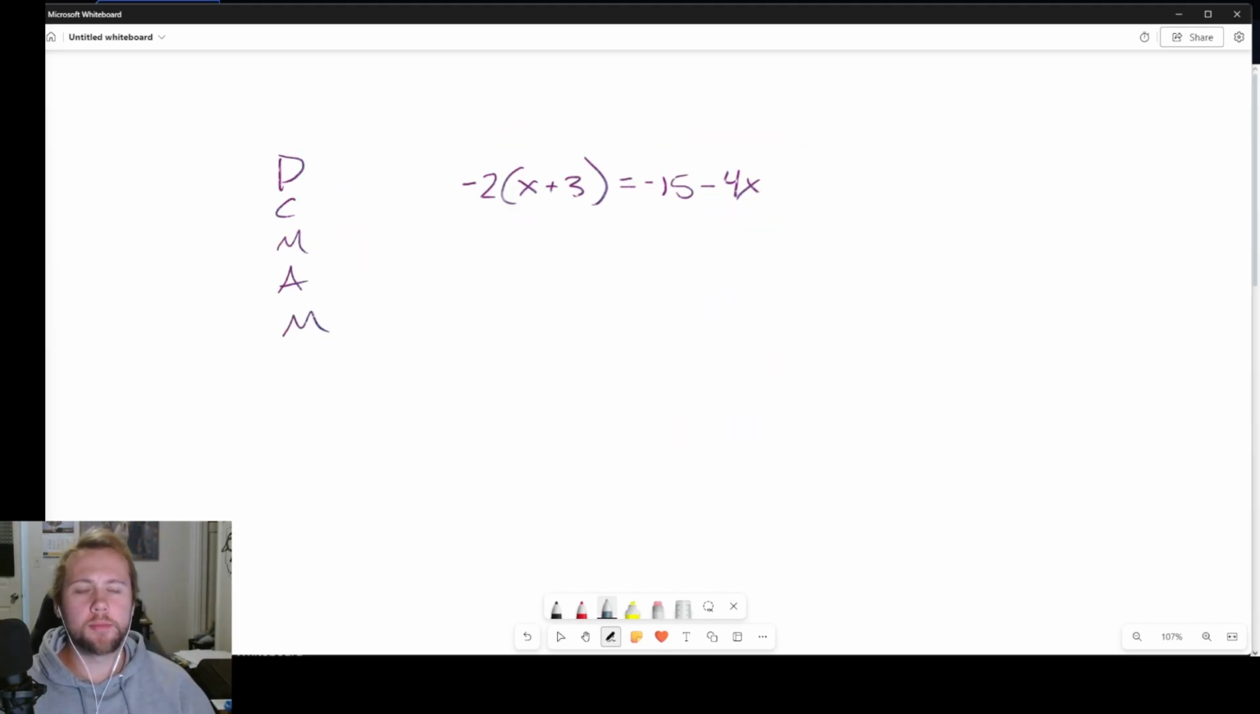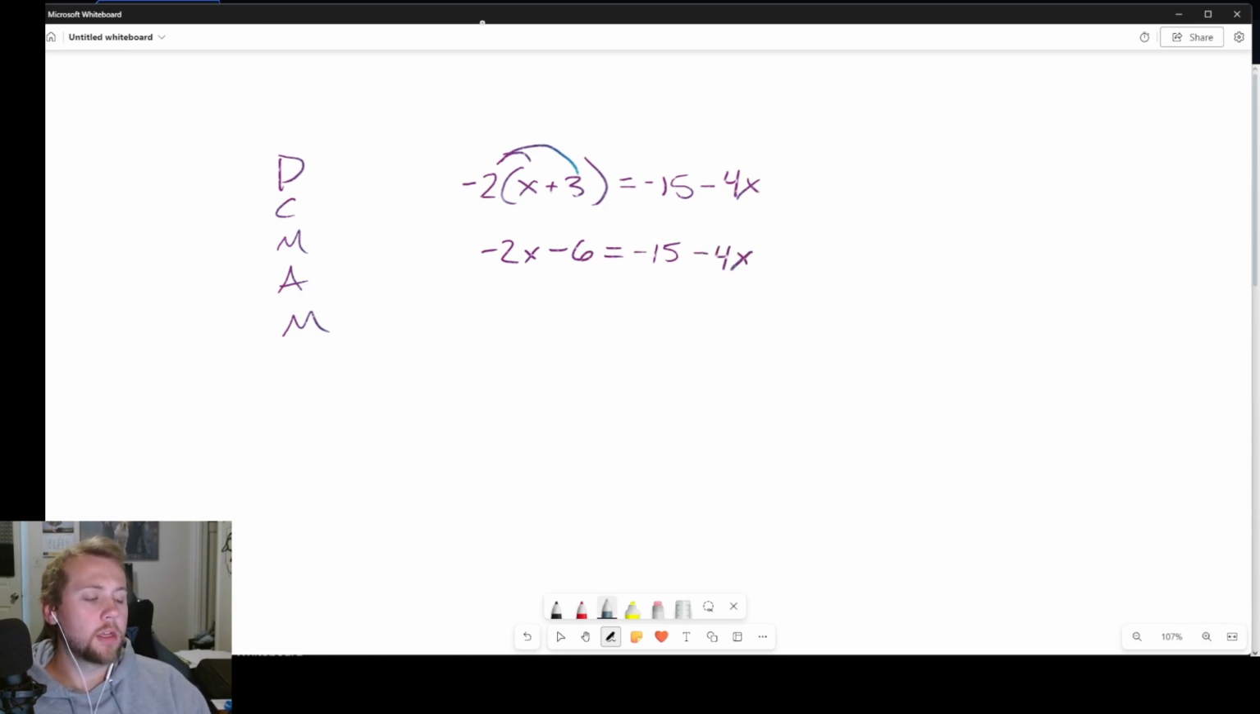In this type of problem, this is like our typical problem we'd see. This is like the most common type of problem. Still going to follow those same steps. Distribute that negative 2 to both terms. So I'll have a negative 2x minus a 6 is equal to that negative 15 minus a 4x. So now I look to combine any like terms. Nothing to combine here, nothing to combine here. So I move on to moving my variable.